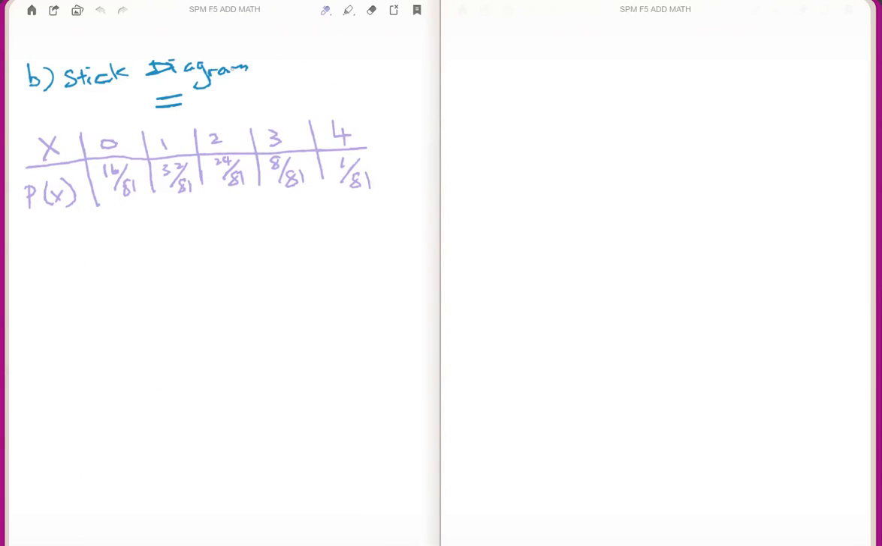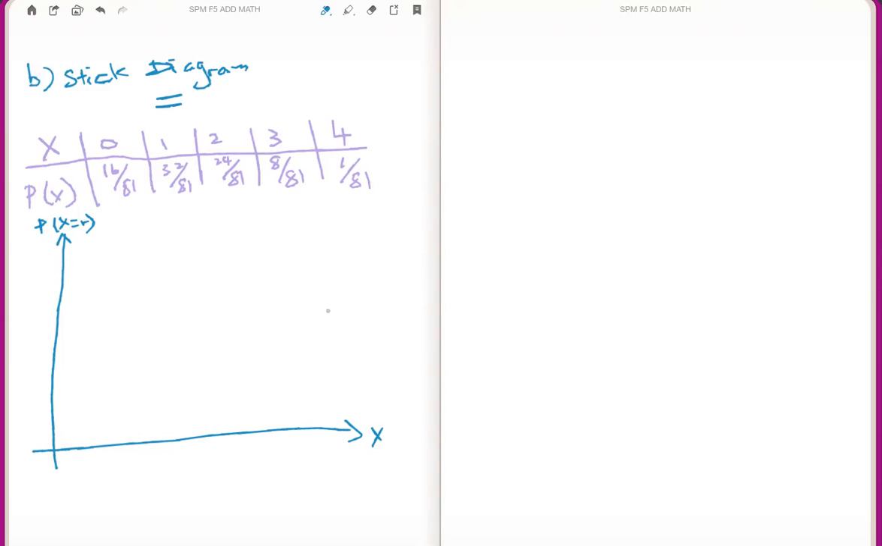So if you have this table already, it's so much easier now. All you need to do is draw a y-axis and an x-axis using a ruler. Of course, I don't have a ruler here, so I can't draw a straight line. If you have a ruler, use a ruler. So your y-axis is P(X = r), the probability.